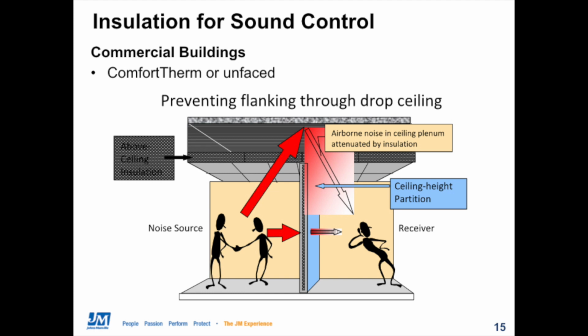next room. In this sort of application, batts should be laid so that they extend across the wall, and they should be kind of butted up tightly side by side to each other. Typically R13 or R19 batts tend to be used. Johns Manville's unfaced fiberglass batts and our encapsulated Comfort Therm products work really well in this application.